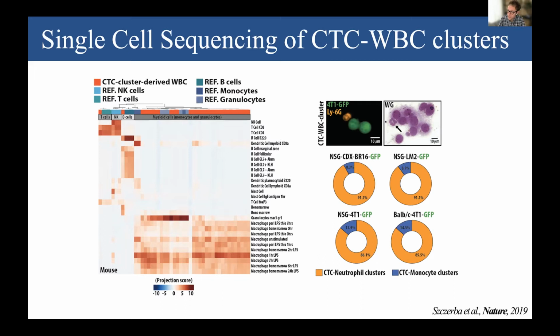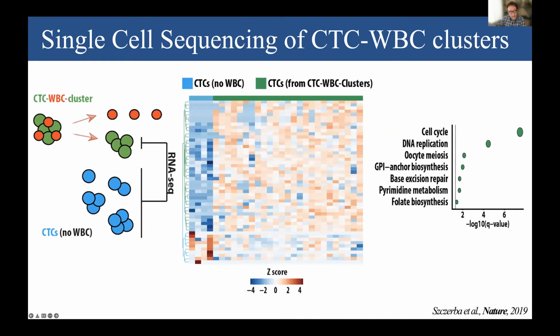Then we did the opposite exercise. So we could pick the cancer cells that were traveling together with the neutrophils and compare their transcriptome to the CTCs that were not traveling together with the neutrophils. And when we did that, the results were extremely clear for once. So we saw that whenever CTCs travel together with the neutrophils, they overexpress a number of genes that describe an active cell cycle and DNA replication process. So in other words, if you travel as a cancer cell with your friend neutrophil, the cancer cell proliferates faster, proliferates more than a CTC that is not traveling with the neutrophil.